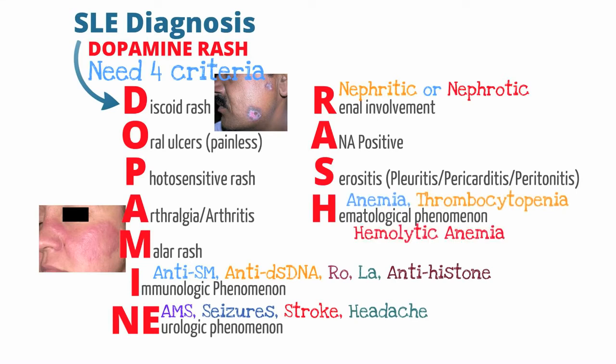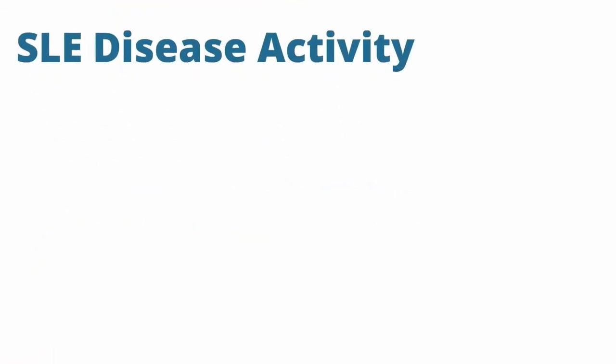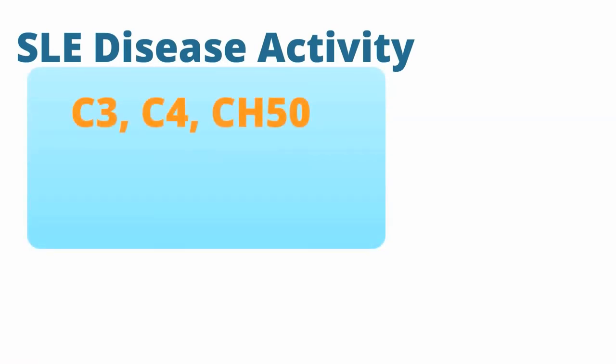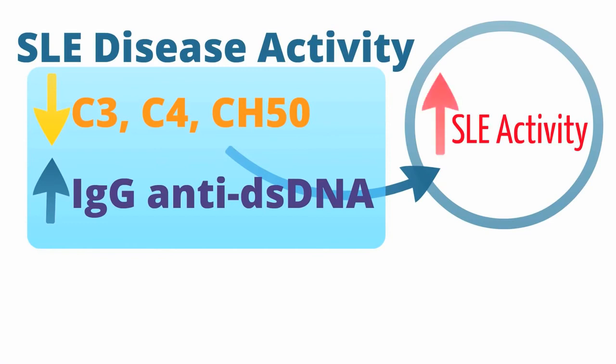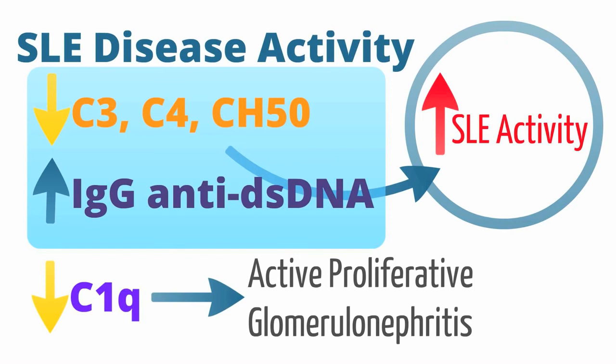Now that we've talked about the diagnostic criteria for lupus, let's talk about how to monitor disease activity. Lupus patients will need frequent routine labs to monitor disease activity. Key labs include C3, C4, and CH50. These labs test the complement system. When lupus is highly active, it leads to consumption of complement factors. In addition, a rise in the IgG anti-double-stranded DNA indicates an increase in disease activity. In addition to monitoring disease activity, as we know, lupus can cause kidney damage. One indicator of proliferative glomerulonephritis is a drop in your C1q complement.